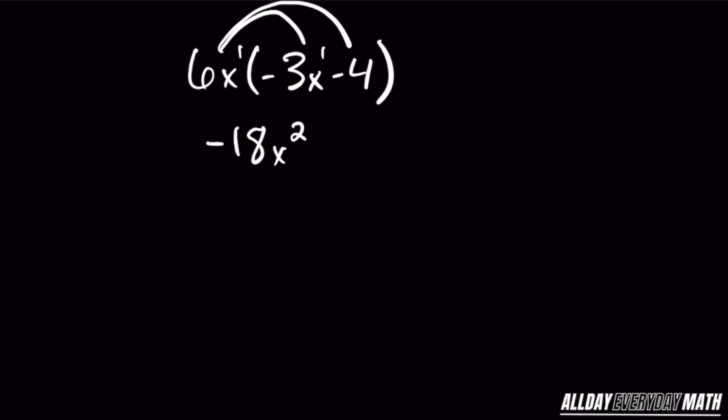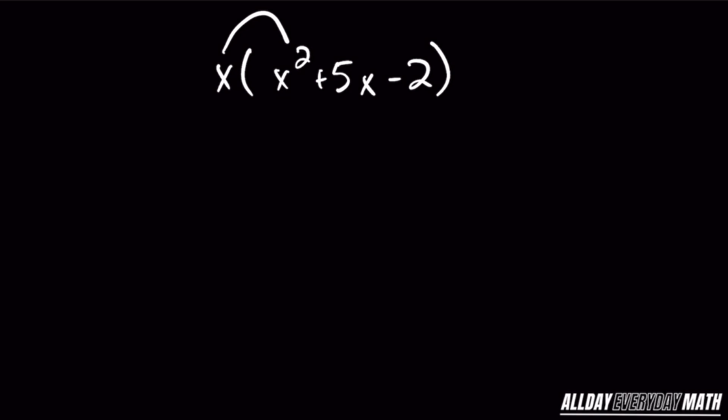So now we do 6x times negative 4. Obviously that's going to be negative 24. And this time we just have the x. The negative 4 doesn't have a variable with it. So we're just going to go ahead and put that x right next to negative 24. Okay, so our answer would be negative 18x squared minus 24x. All right, so that's just one simple example of how we would distribute with these polynomials whenever we multiply.